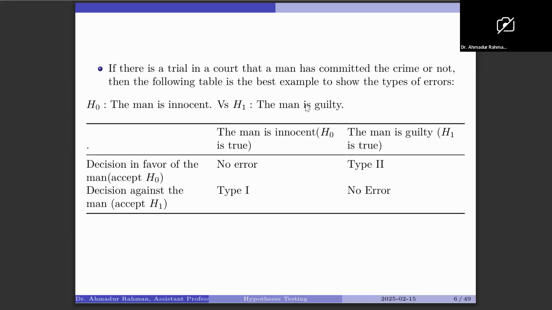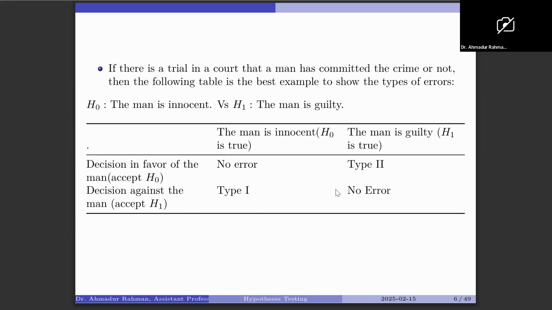And if the man is innocent and the decision came against the man, this is considered a very serious thing, because here we are going to punish a man who was innocent. So in law, an innocent man must not be punished even if a guilty one can be acquitted. And then if the man was guilty and the decision came against the man, again there is no error, meaning he is punished.